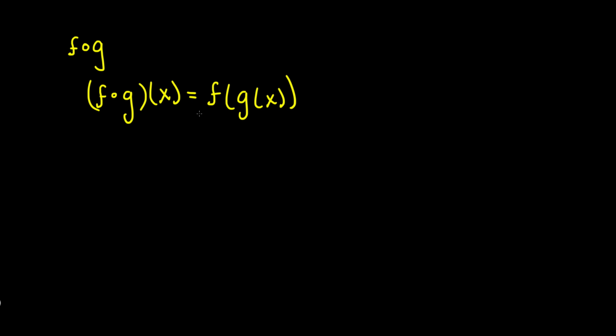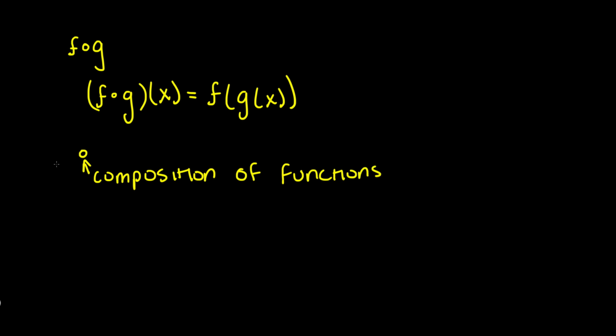And the operation, this little open dot that forms a composite function, is called the composite or composition of functions. And it is an open dot. It's purposely supposed to be an open dot.